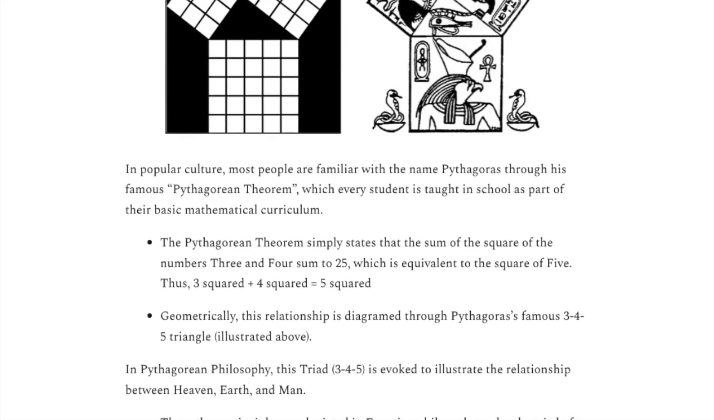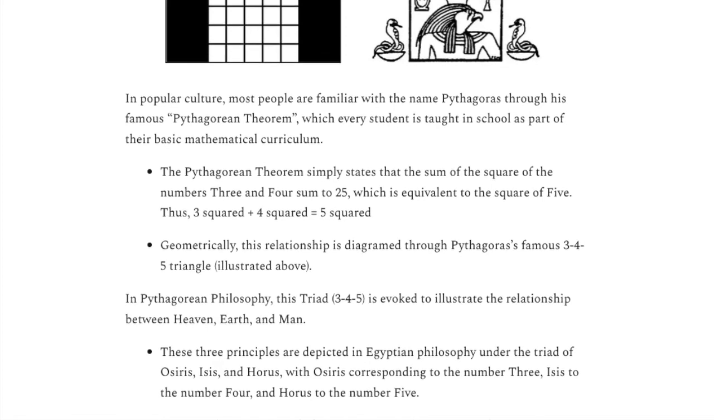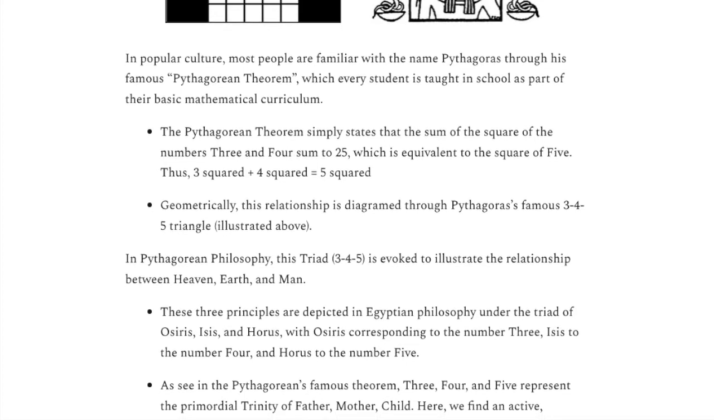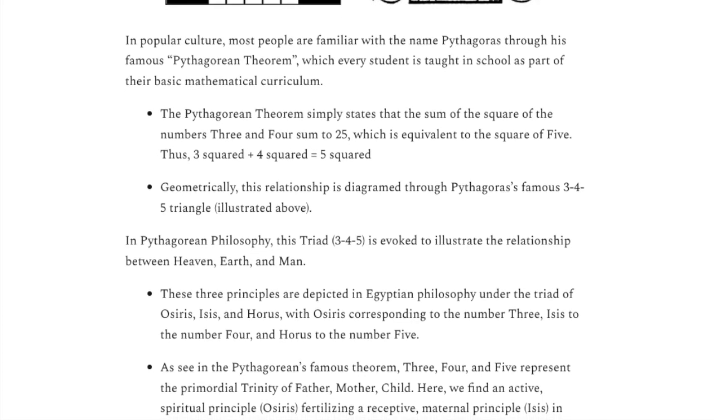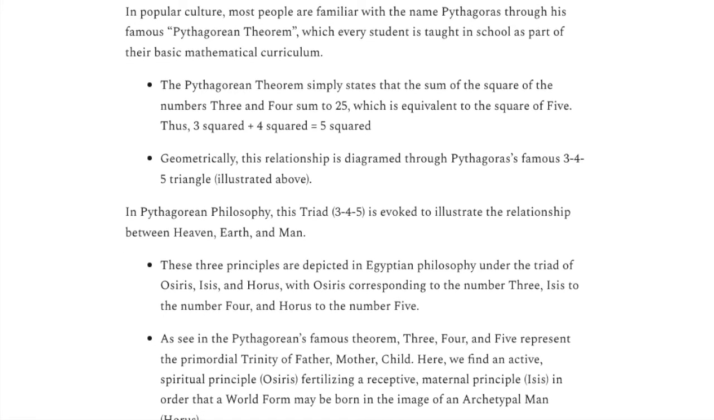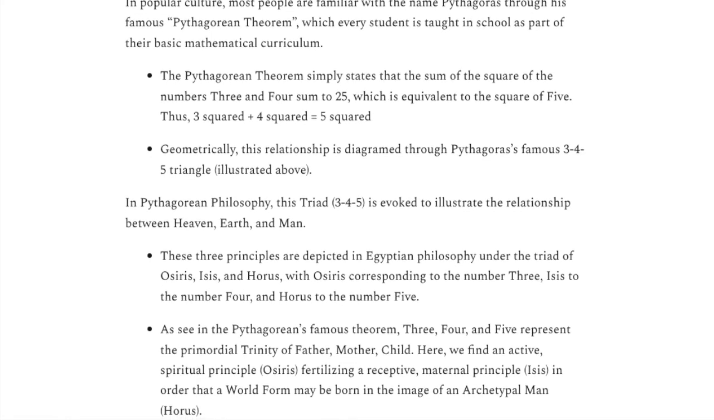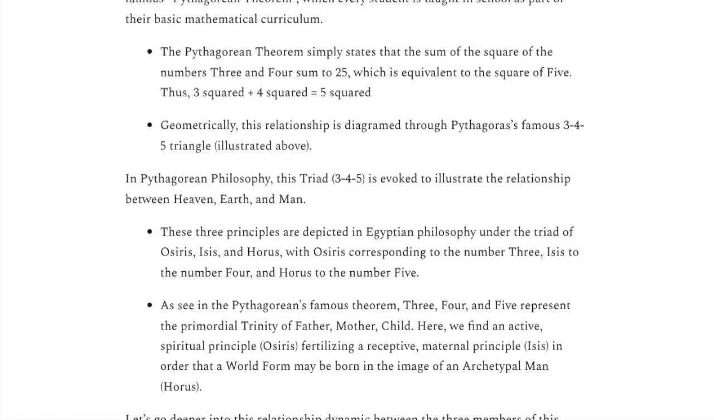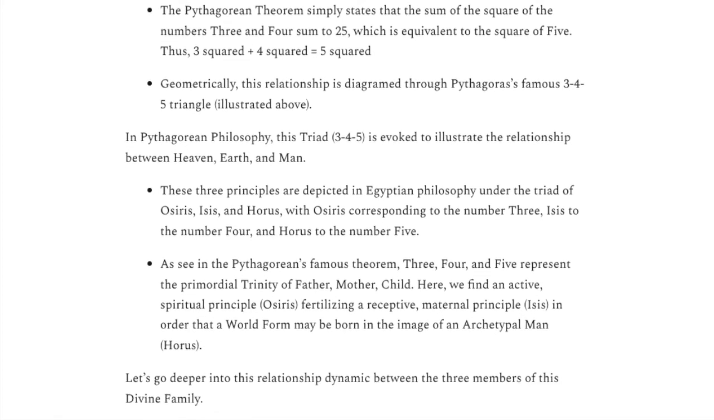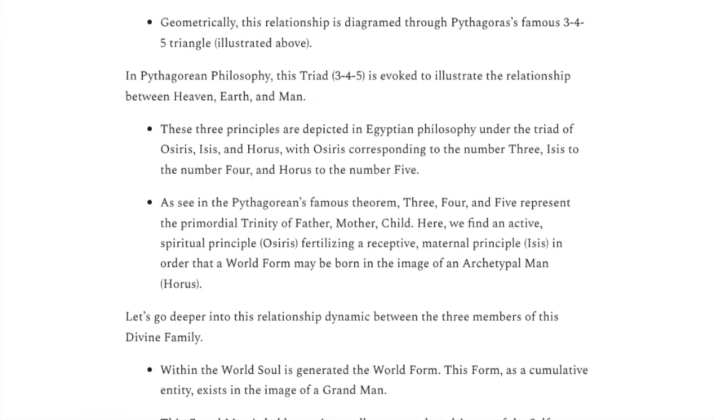In Pythagorean philosophy, this triad, 3, 4, and 5, is evoked to illustrate the relationship between heaven, earth, and man. These three principles are depicted in Egyptian philosophy under the triad Osiris, Isis, and Horus, with Osiris corresponding to the number 3, Isis to the number 4, and Horus to the number 5. As seen in the Pythagoreans' famous theorem, 3, 4, and 5 represent the primordial trinity of father, mother, and child. Here we find an active spiritual principle, Osiris, fertilizing a receptive maternal principle, Isis, in order that a world form may be born in the image of an archetypal man, who is Horus.